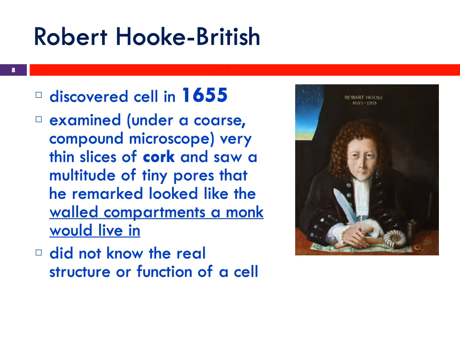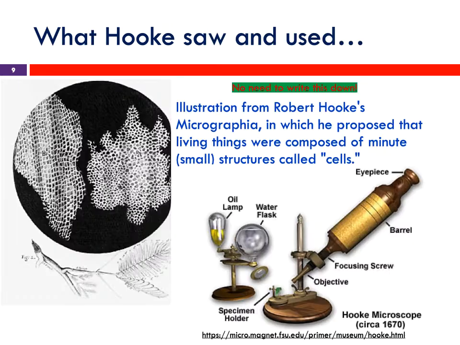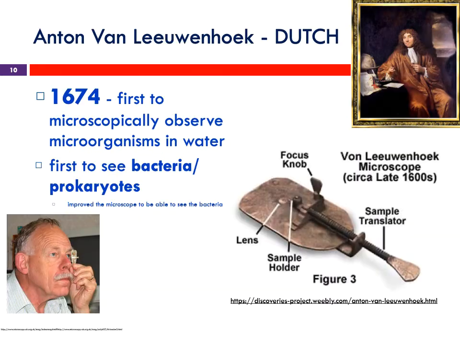Hooke, who was British, discovered the cell in 1665 under a very old school microscope. He looked at tiny thin slices of cork and he saw the little pores and he said, hey, this looks like the places where monks live, and those are called cells, so ergo the name of cells. Here is a picture of his old school microscope, and for about 1670 that was the best we had.